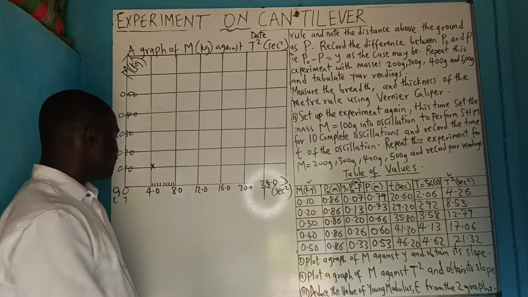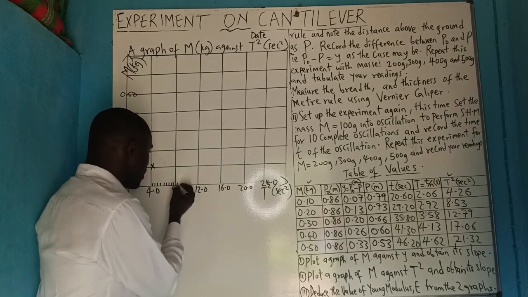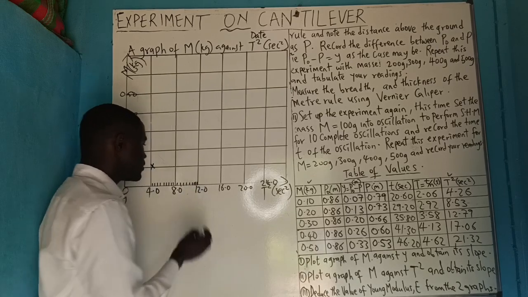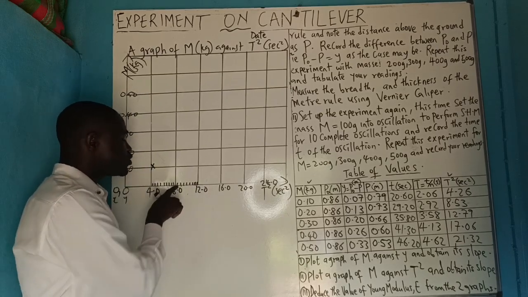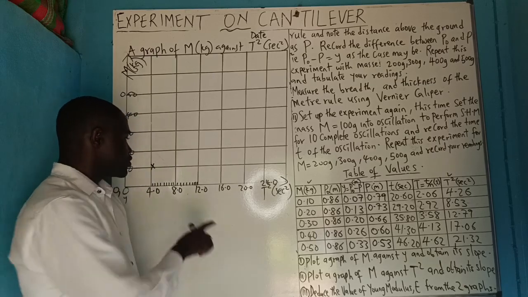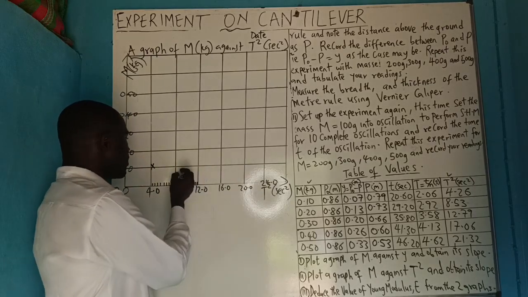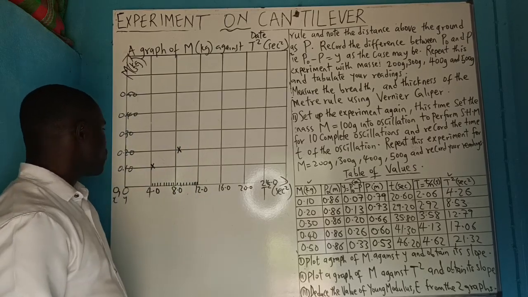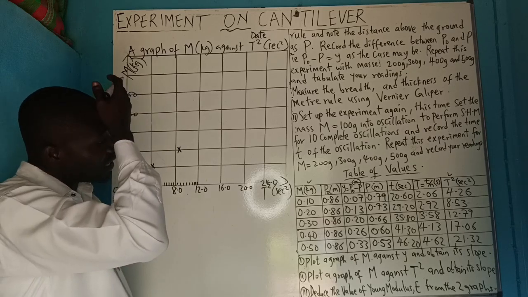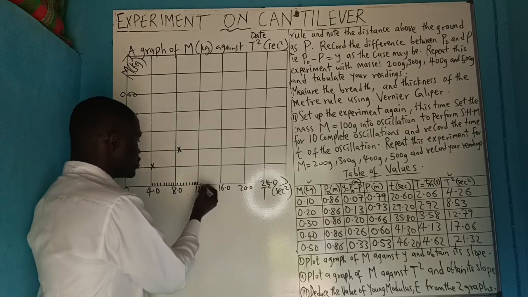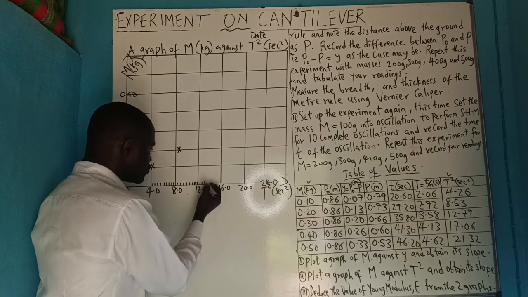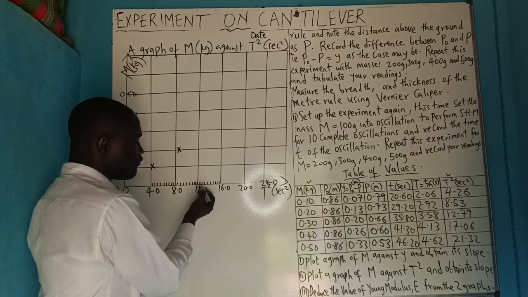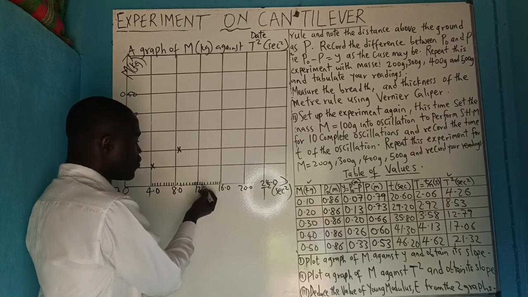Then 8.5. The next one should be 8.4, but what we need is 8.5, so we'll take it like this. Then what else? 0.3 against 12.8. 12.8 should be here, so 12.4, 12.8, we can get it.